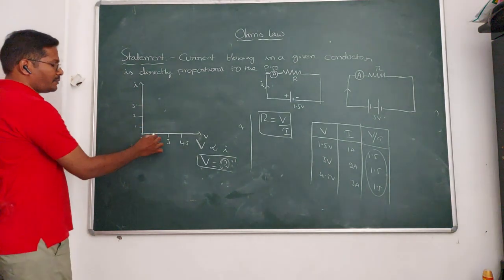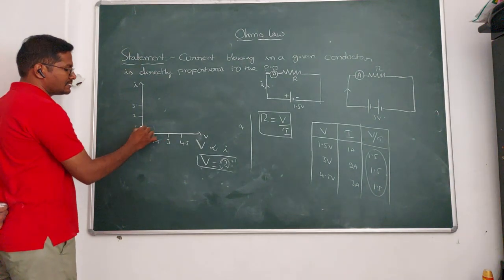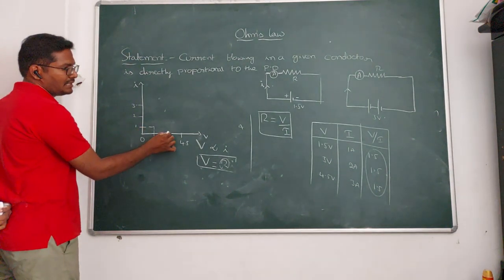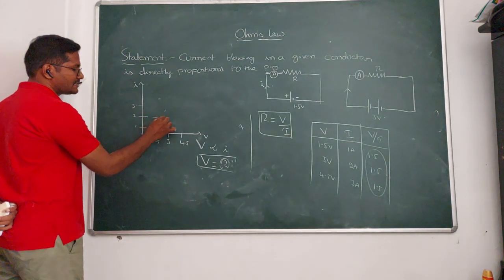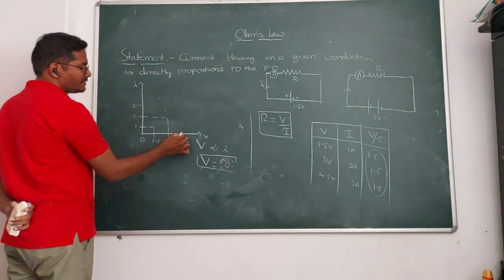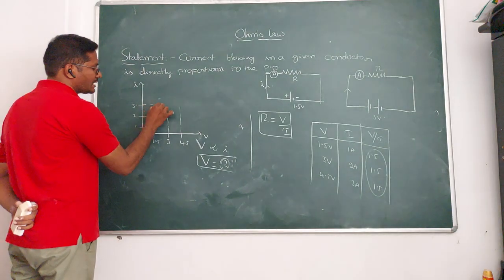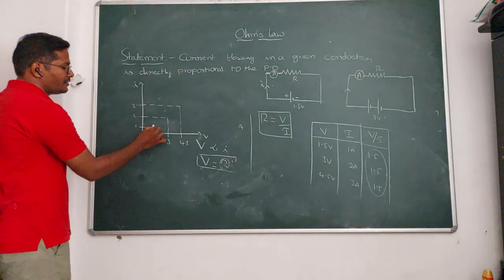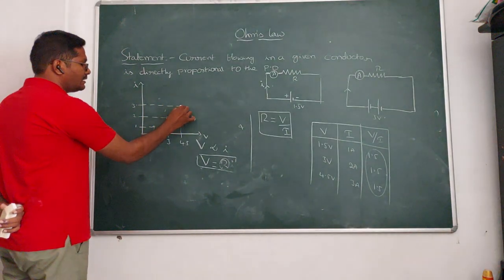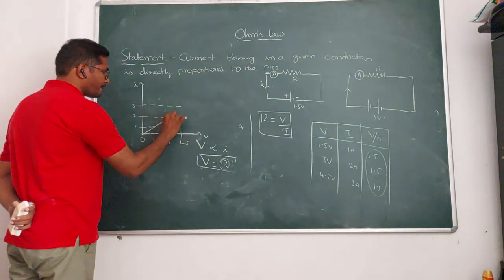When voltage is 1.5, then current is also 1.5. Then when the potential difference is 3 volts, current is 2 amps. When the potential difference is 4.5 volts, then current is 3 amps. If you join these points, then you will get a straight line.